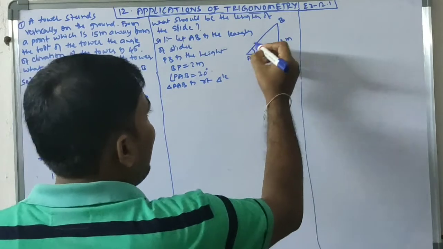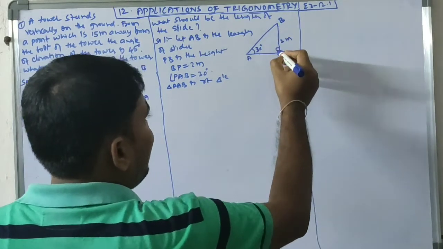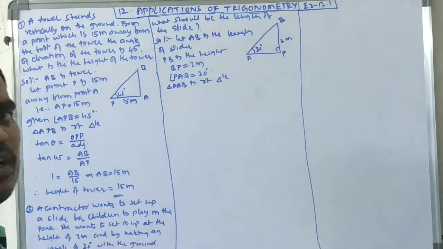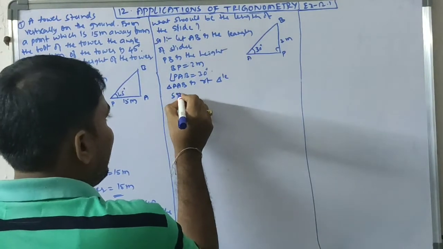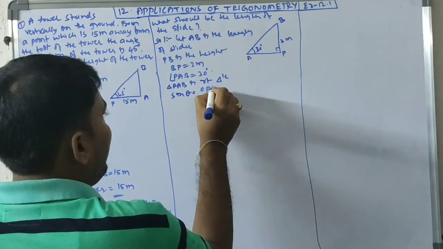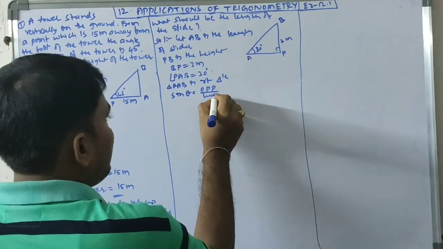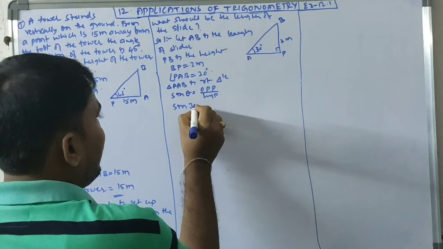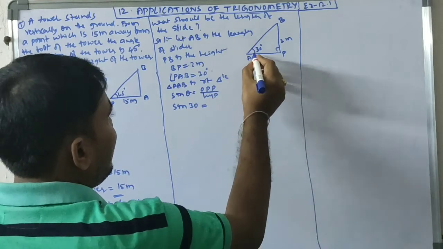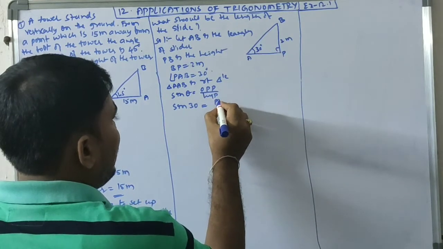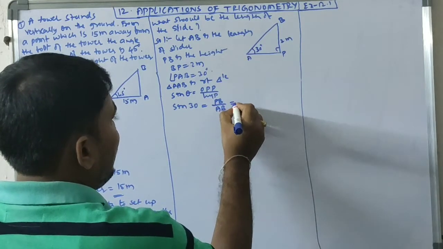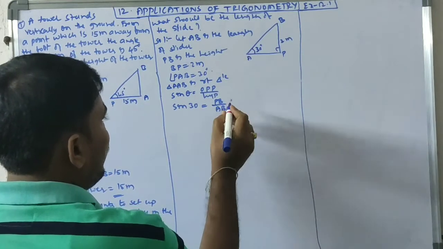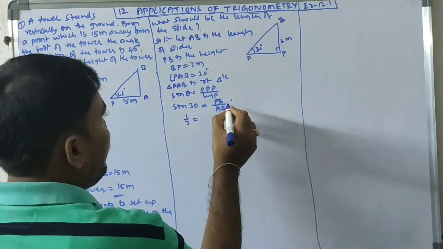What we need? Hypotenuse. What is given? Opposite. Relation between opposite and hypotenuse? Sine. Sine theta equal to opposite by hypotenuse. Sine 30 equal to opposite PB by hypotenuse AB. So sine 30 equal to 1 by 2, it is equal to PB.